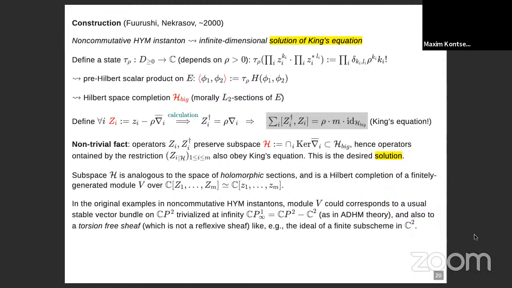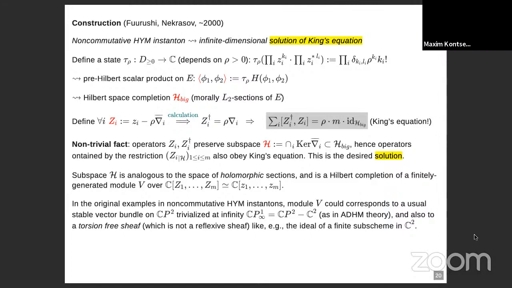Now consider these operators here, because I get coordinates and covariant derivatives. I get some linear combination depending on this rho, and it's a very nice linear combination because an easy calculation shows that its Hermitian adjoint with respect to this Hermitian form will be rho times covariant derivatives. And if you take the sum of commutators, exactly for each commutator you get rho times identity, you get King's equation. But this King's equation is really a huge space in L2 sections.